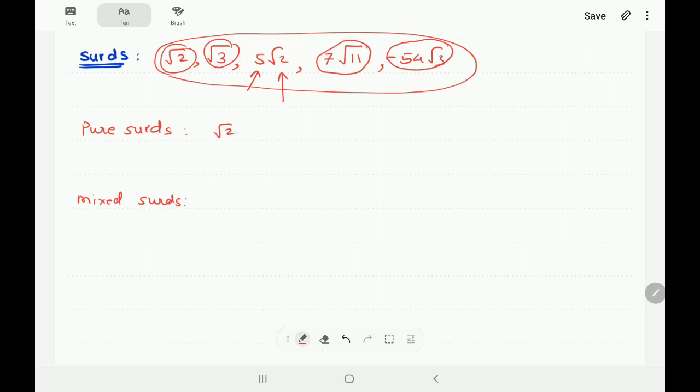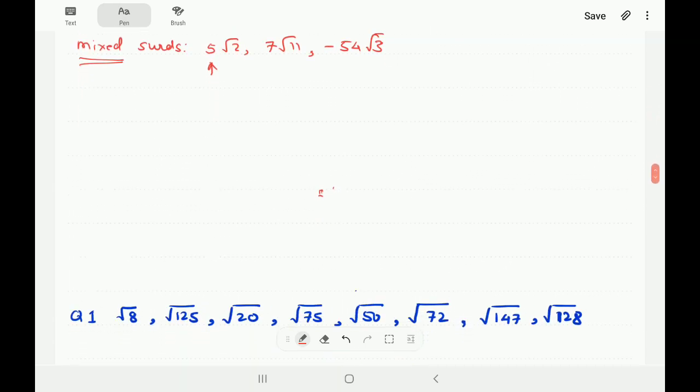Pure surds: root 2, root 3 are pure surds. Mixed surds: 5 root 2, 7 root 11, minus 54 root 3 are mixed surds. I hope I don't have to explain much here. Only under-root irrational numbers are available, we call it a pure surd. If there is some rational number as a coefficient, we call it a mixed surd. That's it. A so simple concept. Got it? So I don't have to explain more about the surds. We will quickly go ahead to the next part of the topic.